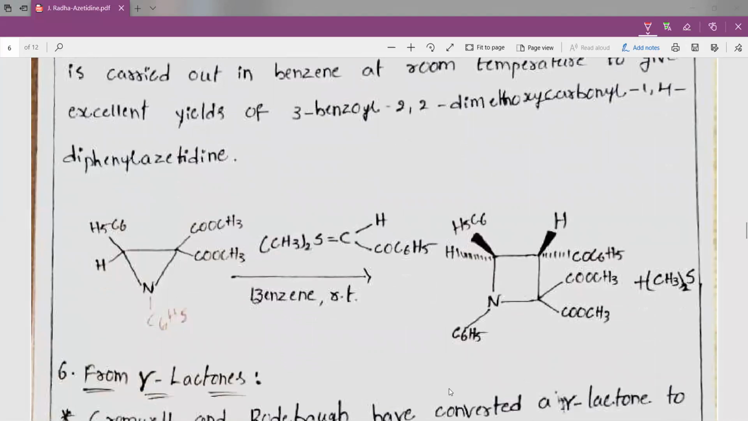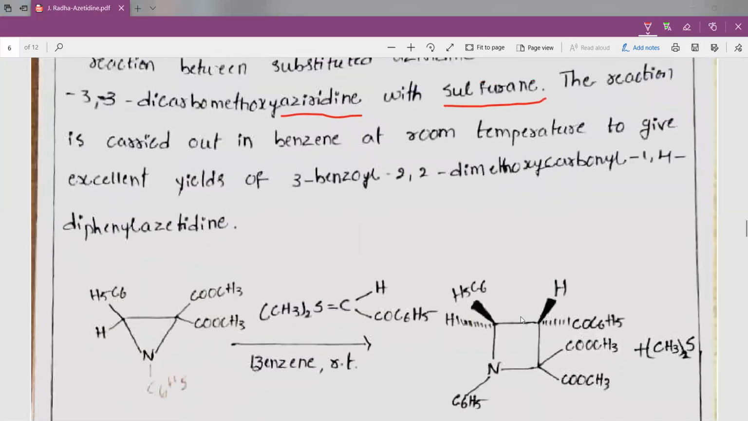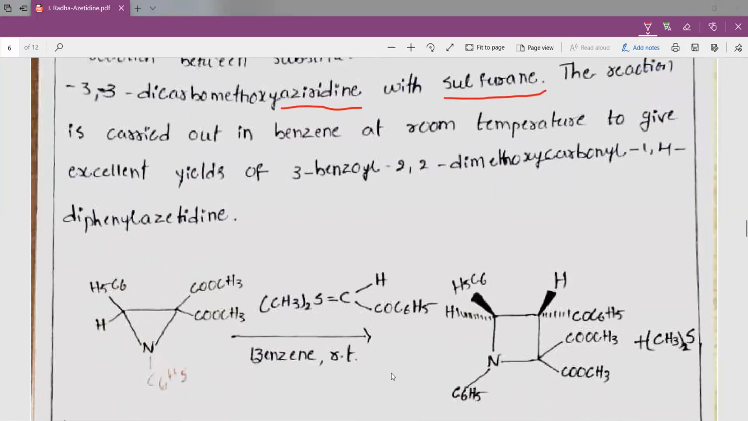So it is 3-benzoyl 3,3-dimethoxycarbonyl 1,4-diphenyl azetidine, a substituted azetidine. So aziridines are converted into azetidines. Three-membered ring expansion takes place to a four-membered ring system when the aziridine is treated with sulfurane at room temperature.